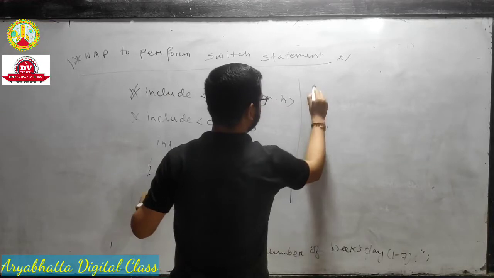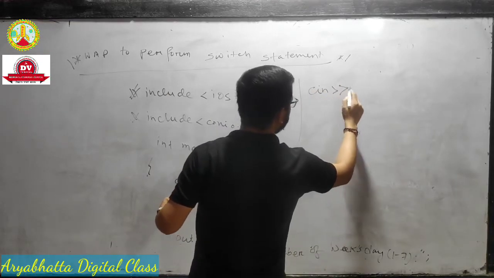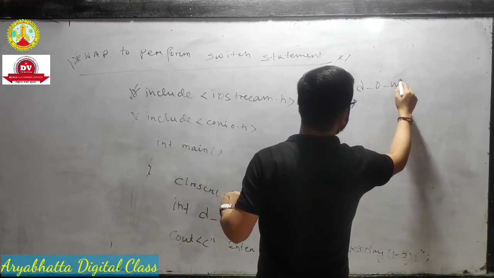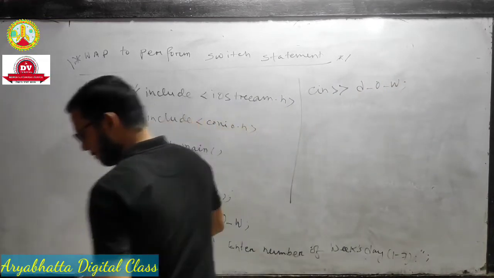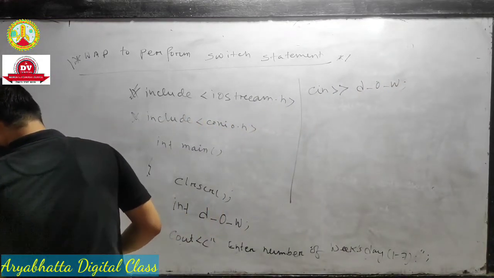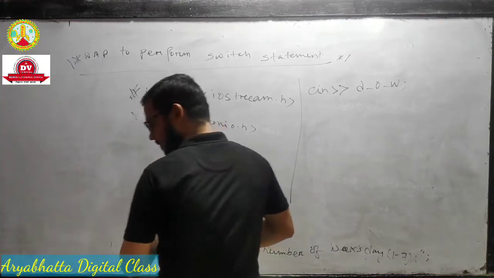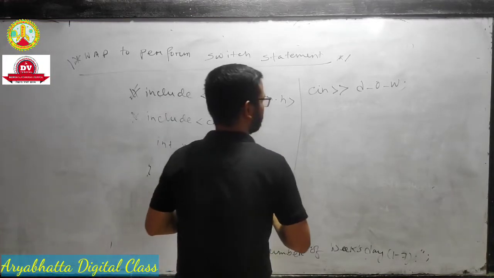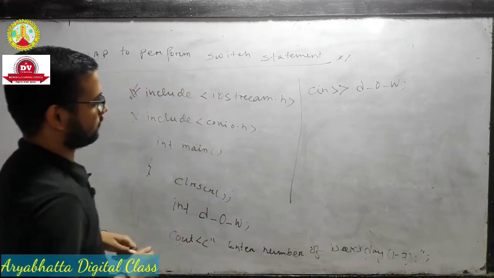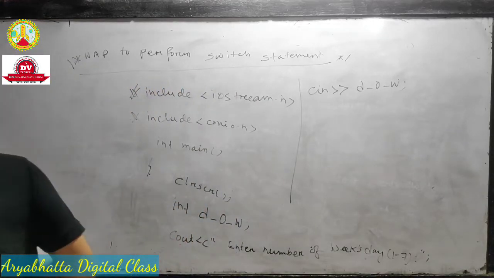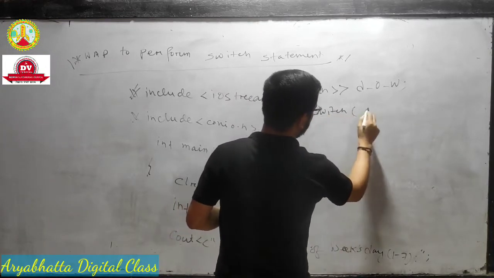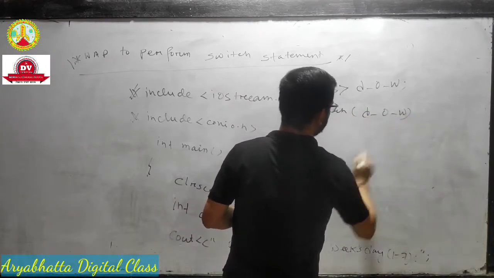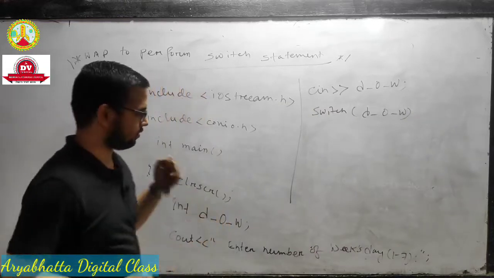And here I write cin value is DOW, okay, and we take switch DOW. First of all, I will teach you.